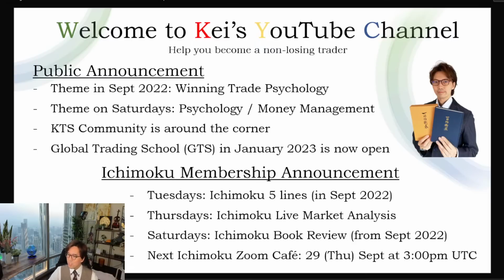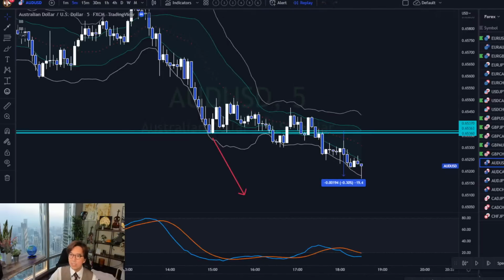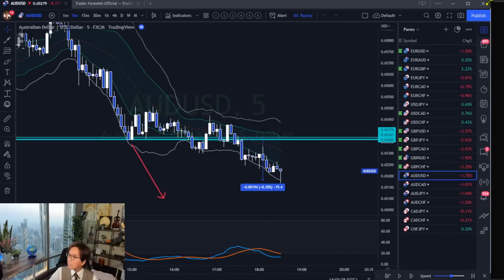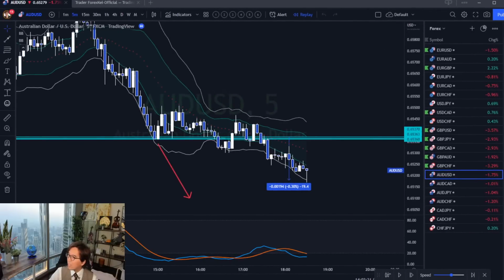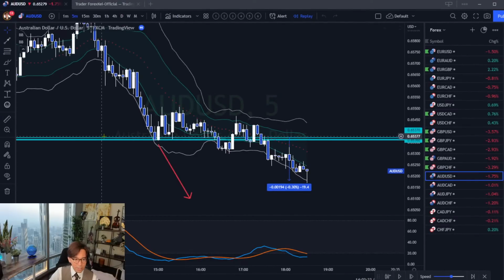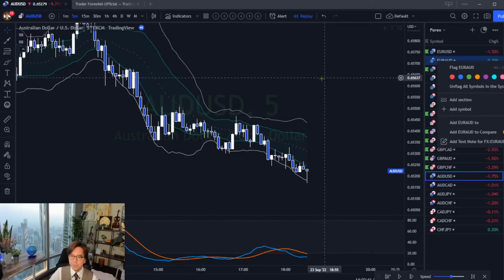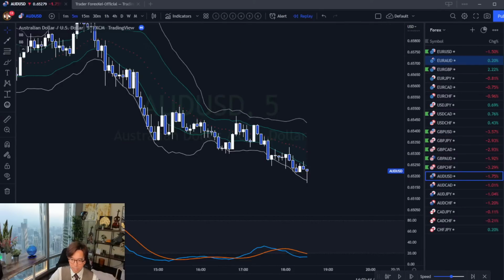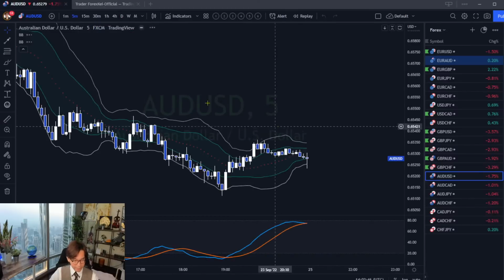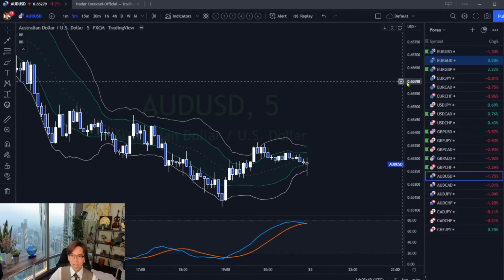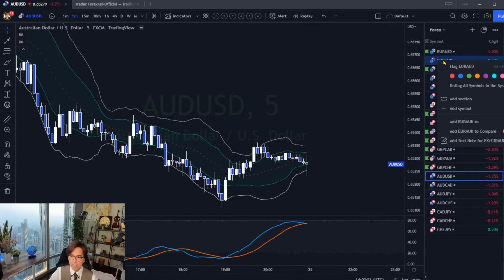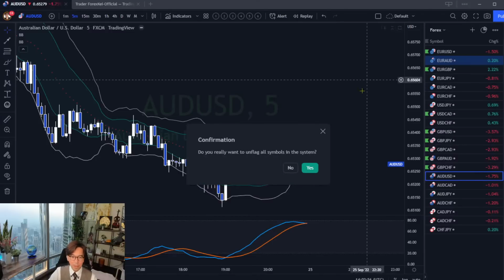So now let me switch to TradingView and start to check charts. Okay, so let me squeeze to fit into this page like this, and then hold on, let me delete all these lines. Some of these lines are a bit old, so let me take them out. I was just back testing it. And also I cancel all the flags, so I will unflag all symbols in the system.